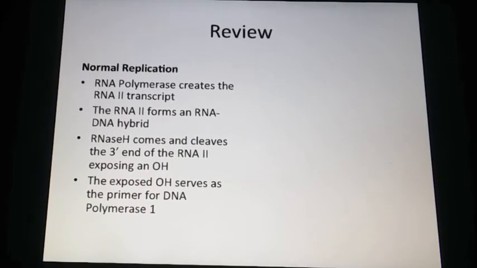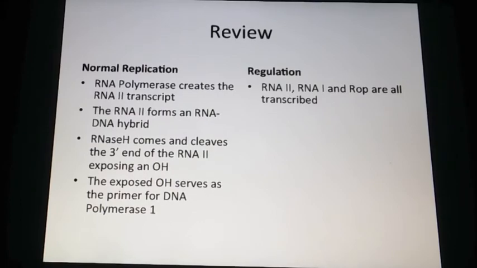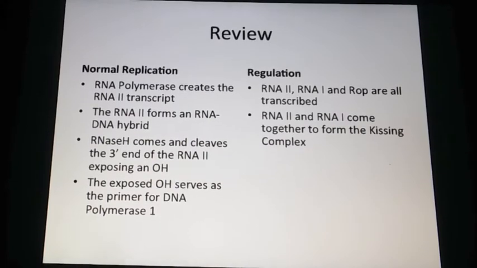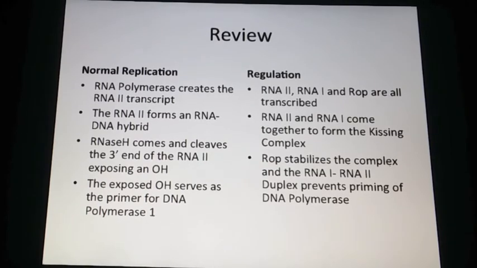When there is a sufficient copy number, RNA1 and ROP will also be transcribed. This will form the kissing complex that prevents DNA polymerase from binding, and therefore no replication can occur.